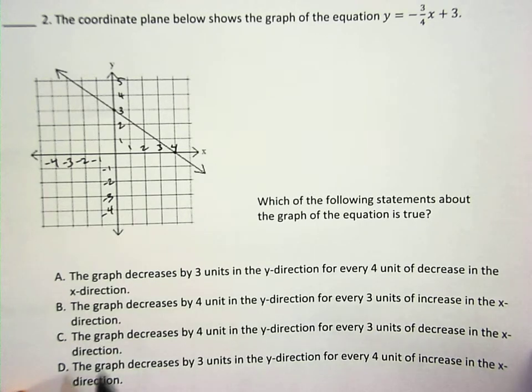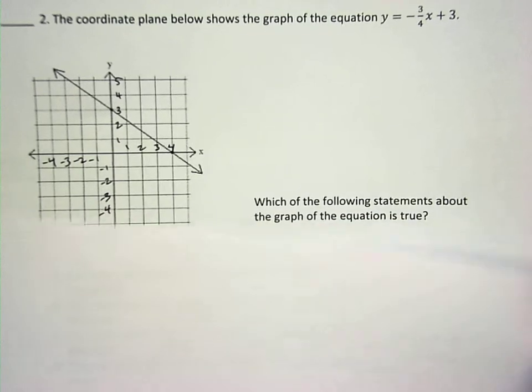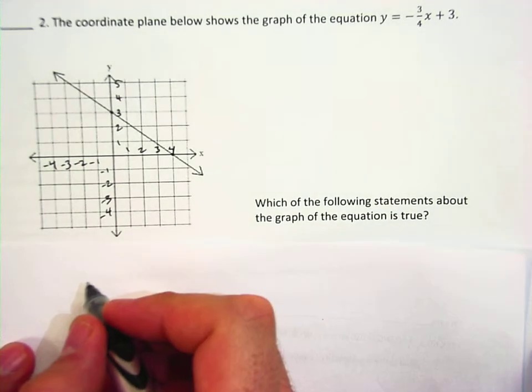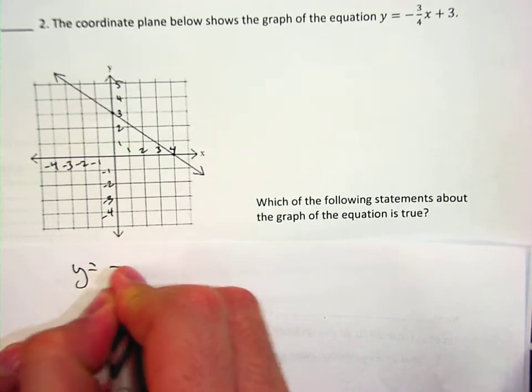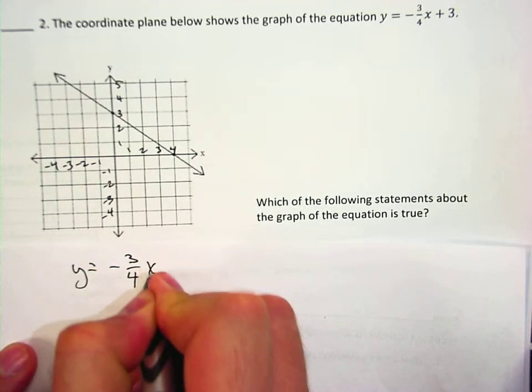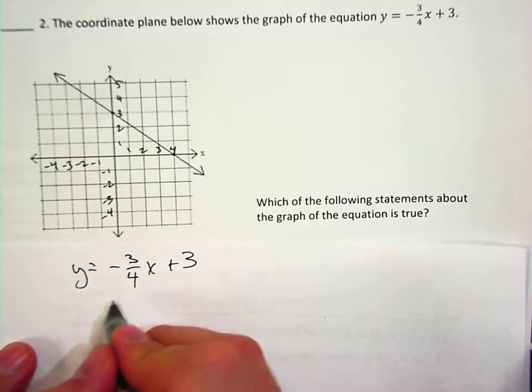So let's look at the answer choices. It says the graph decreases by 3 units in the y direction for every 4 unit of decrease in the x direction. What the heck does that mean? Well, let's talk about slope a little bit, right? We can look at the equation and see what our slope is. So let's rewrite our equation: negative 3/4 x plus 3. So our slope is negative 3/4 and our y-intercept is 3.